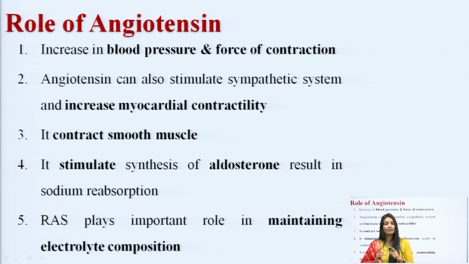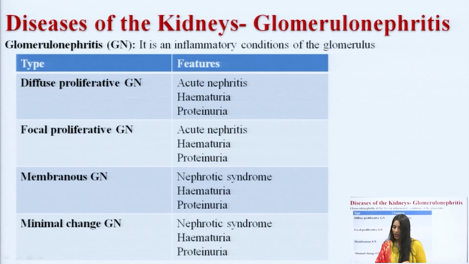And this RAS plays a very important role definitely in maintaining the electrolyte balance. Okay, so next we will enter into the diseases of the kidney. This is the final part of this unit. So with this conclusion we can end the unit.